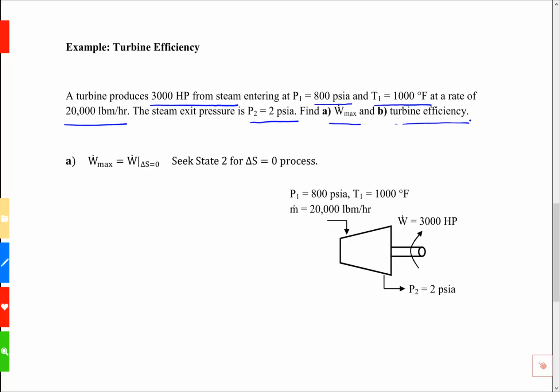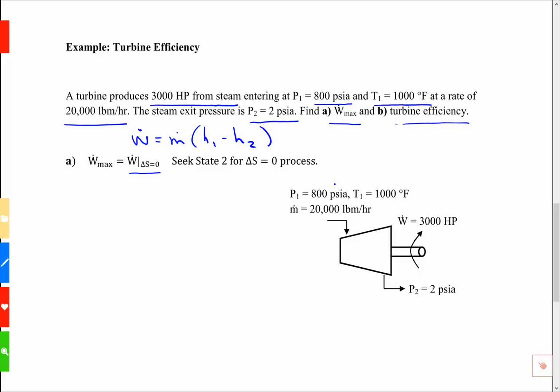Now, the maximum power from a device comes from a perfect device. And we define a perfect device in thermodynamics as an isentropic device. So W dot for delta S equals 0 is perfection. To compute the work rate for a turbine is the mass flow rate times the enthalpy change, H1 minus H2. So we're going to need that information.